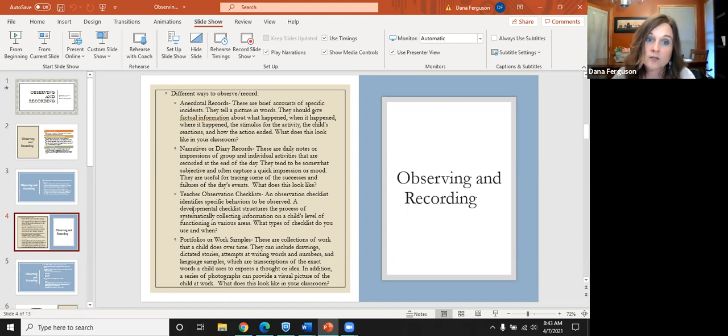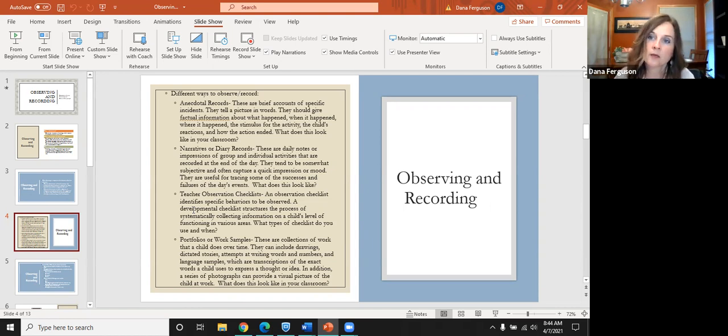Then there's also narratives or diary records. The definition here says these are daily notes or impressions of group and individual activities that are recorded at the end of the day. They tend to be somewhat subjective and often capture a quick impression or mood. They are useful for tracing some of the successes and failures of the day's events. So this would be like at the end of the day when you meet with your co-teacher, if you have a co-teacher. And if you don't, it's just you mulling things over, thinking things over.